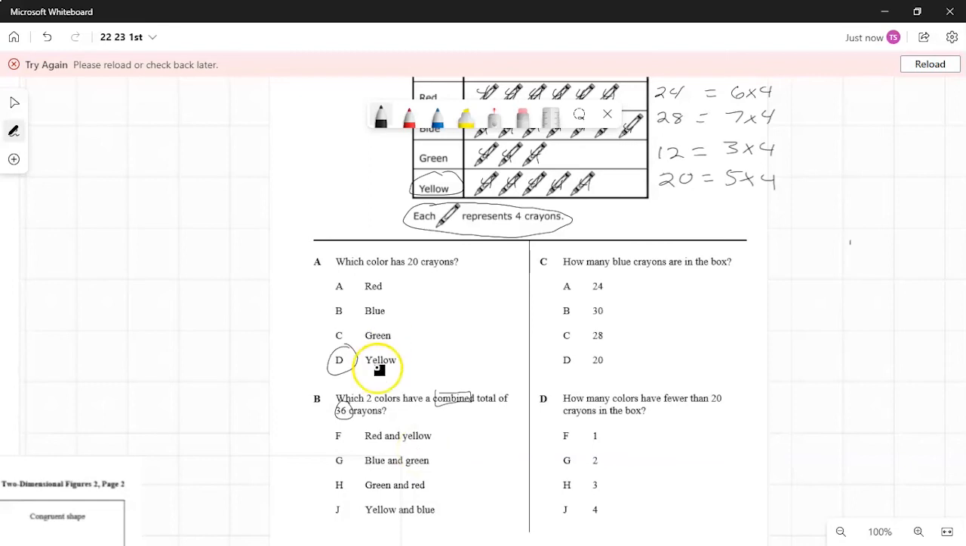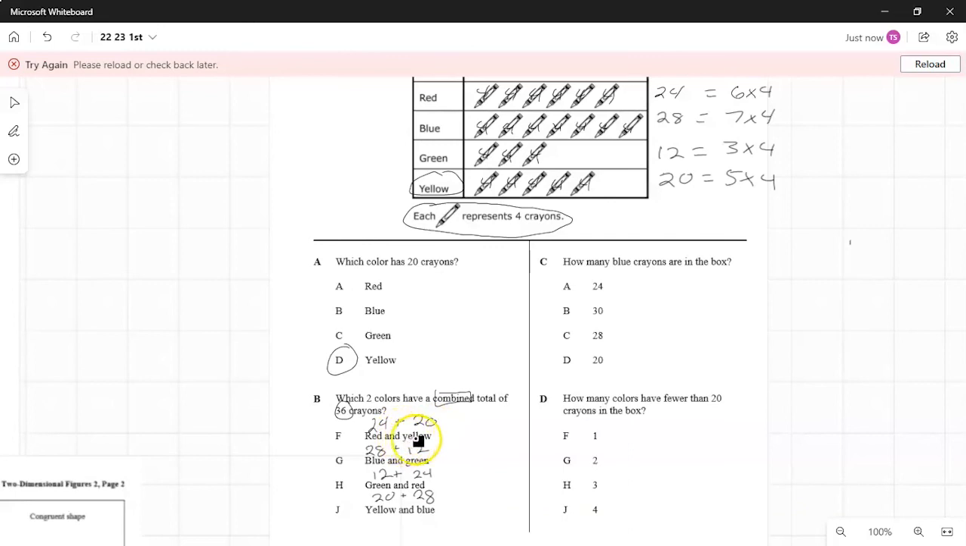So in the problem right there, I'll just go ahead and write the number above it associated with how many crayons that is. So red, let's see if this will still work for me. Red appears to be 24. And yellow is 20. Blue is 28. And green is 12. Green is 12, and red is 24. Yellow is 20, and blue is 28. So basically, you just add these up.